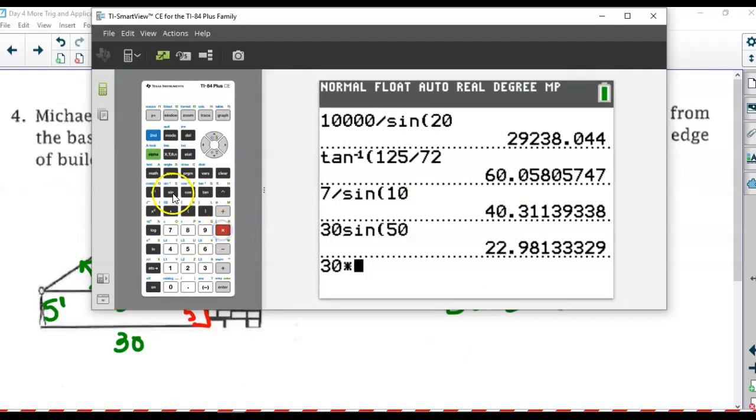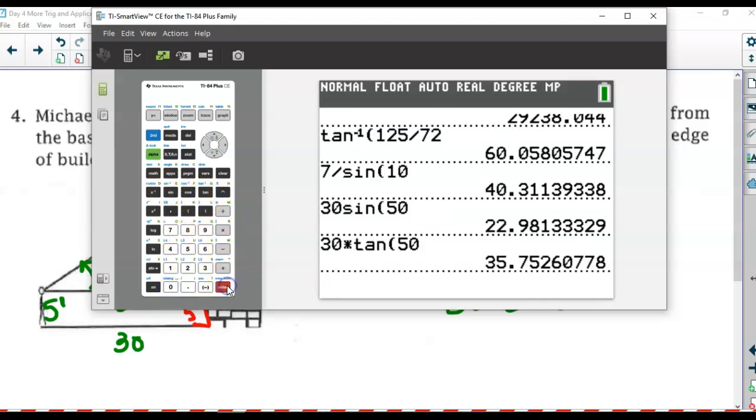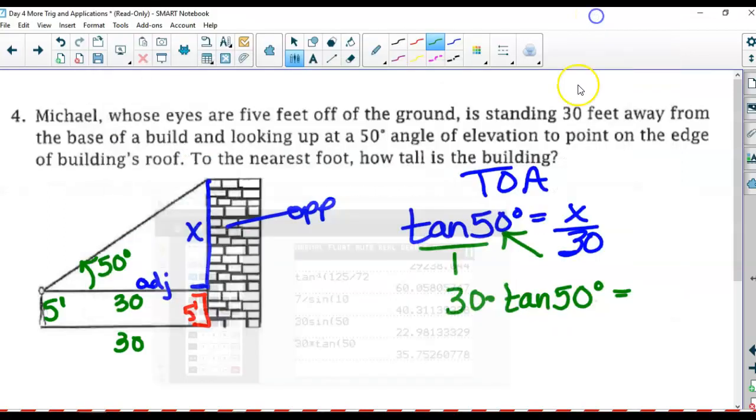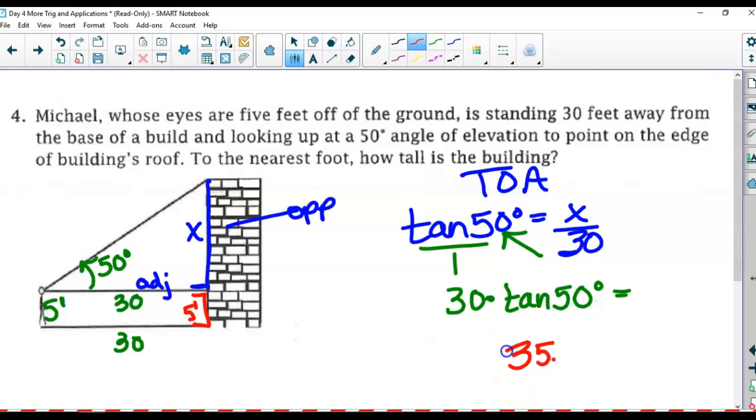Thirty times tan 50 is 35.75, or roughly 35.8 feet. But that's this part of the building, the blue part, okay?